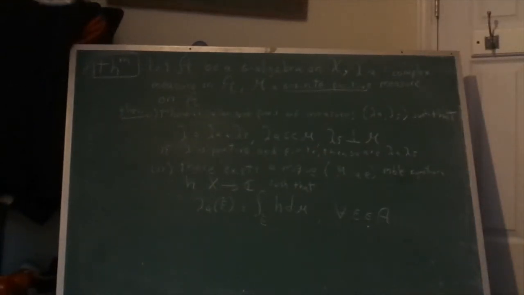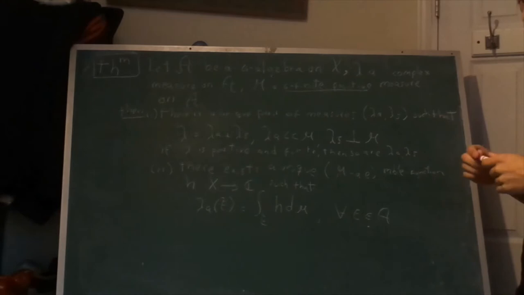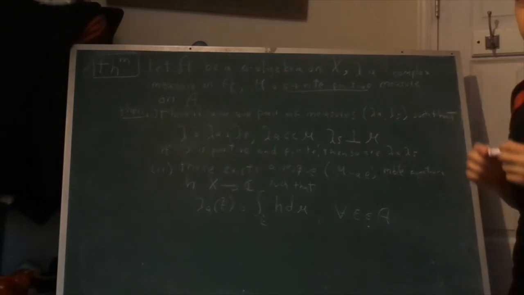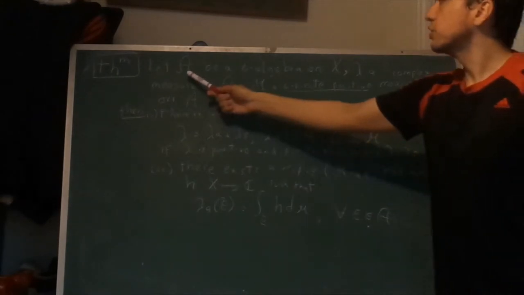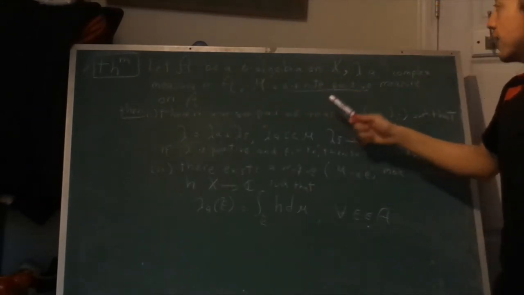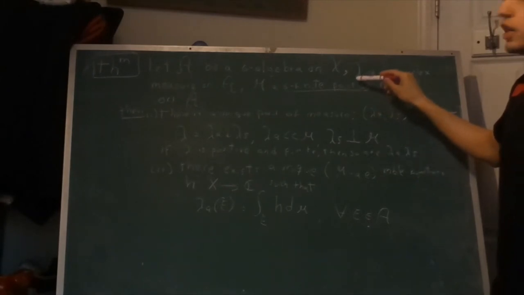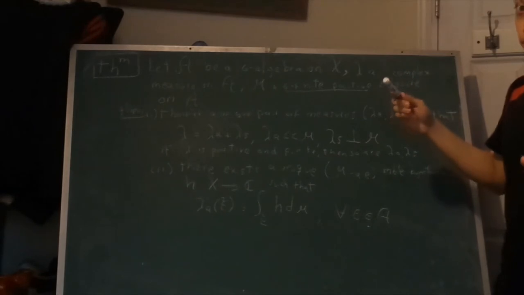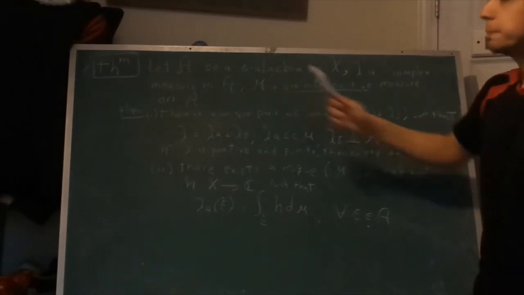All right, so I'm going to go over the proof of the Radon-Nikodym theorem. Before diving into the proof, I want to talk about what the statement of the theorem is first. So, we have a sigma algebra A on X. On that sigma algebra, we have two measures defined. One is an arbitrary complex measure, lambda, and the other measure, the only one that has a restriction, is a sigma finite positive measure, mu.